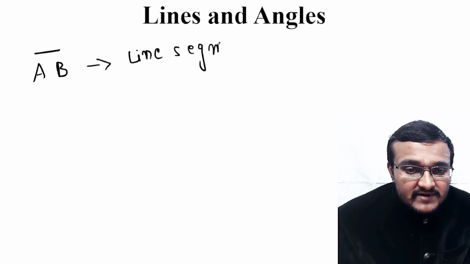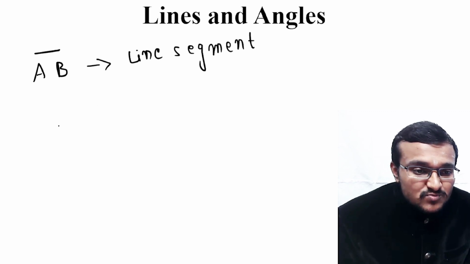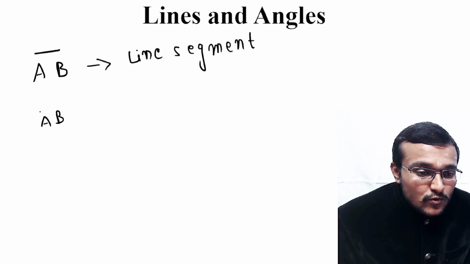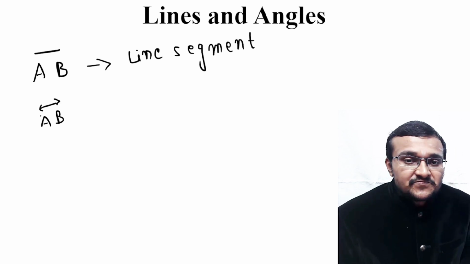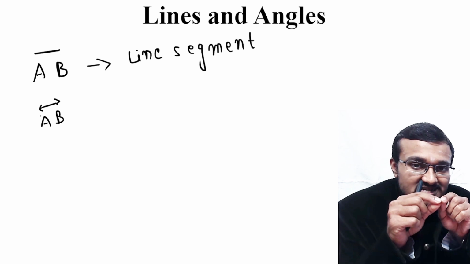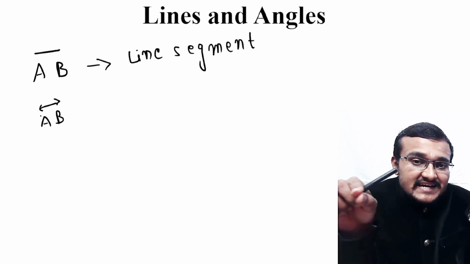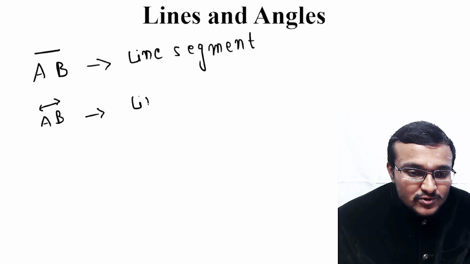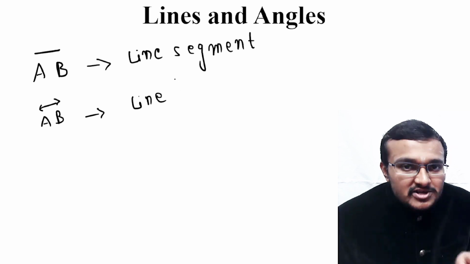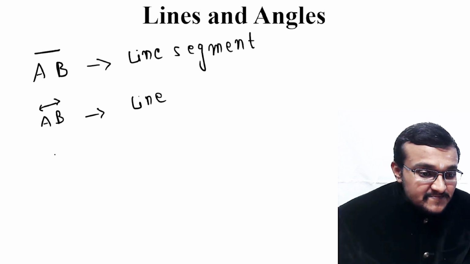Now if I write a small line over AB and end it with two arrow marks like this, that means this is not a line segment. This doesn't have endpoints. It is extending infinitely on both the ends. So this is just known as a line, or it can also be known as a straight line.